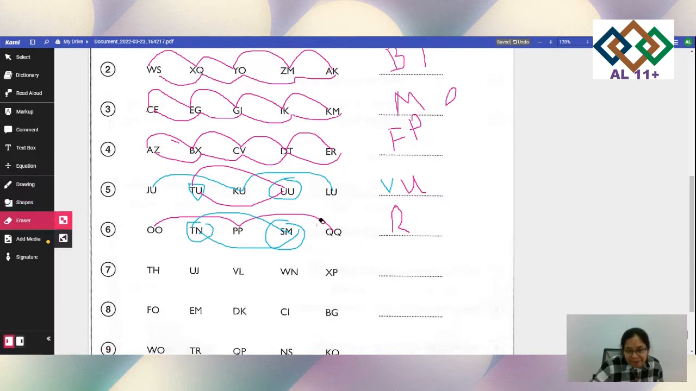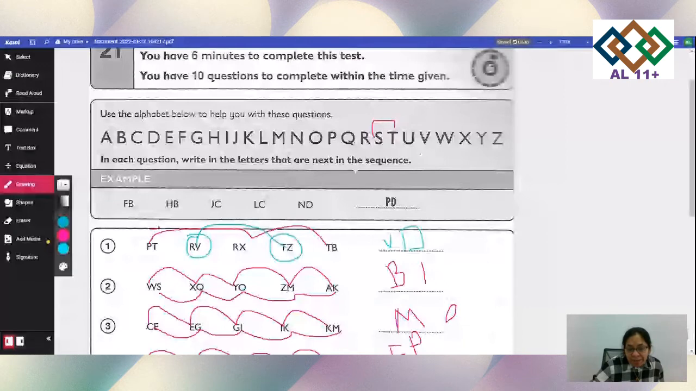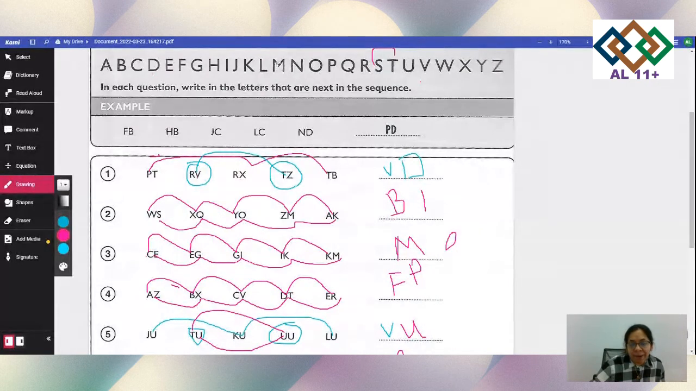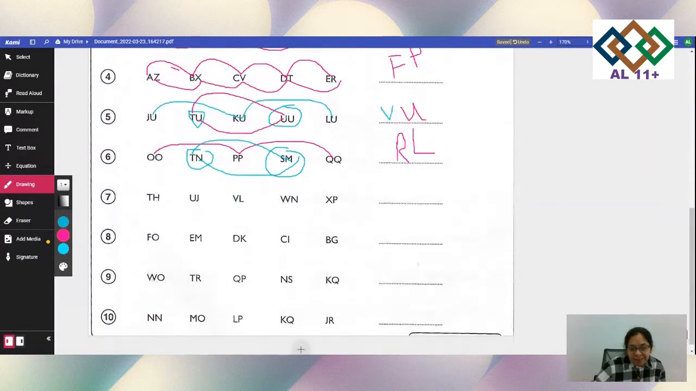Let me just try putting a better R for you all. And the next one is N to M. N to M, again, you're going one backwards. So N to M, you're going one backwards. From M, if you go one backwards, that would be an L. So your next one is RL. So let's try doing the next now.